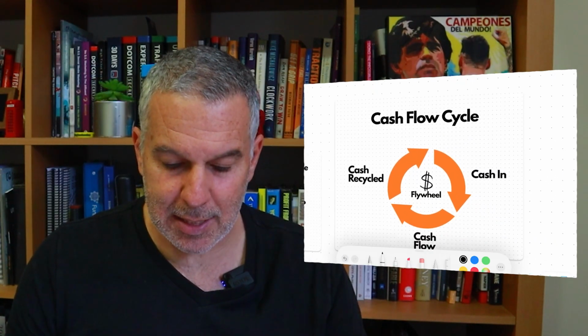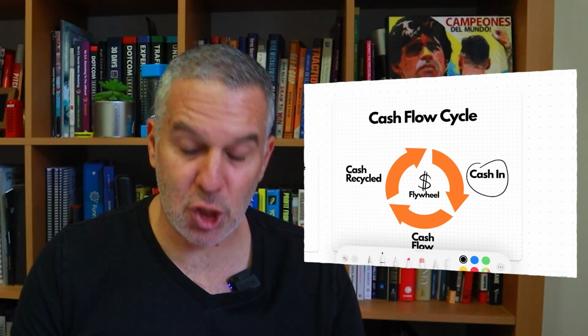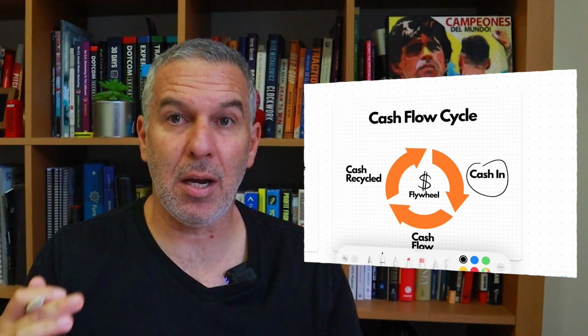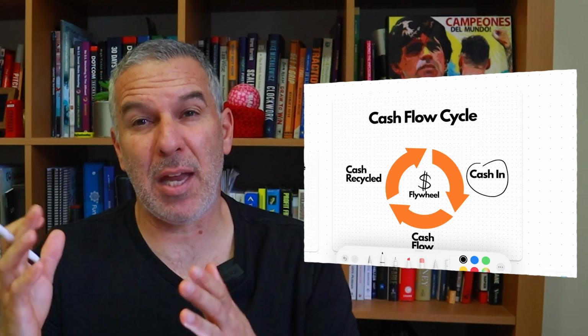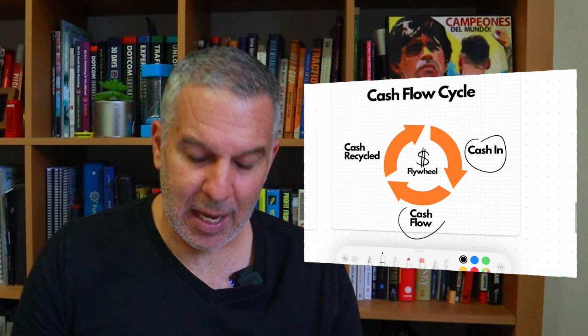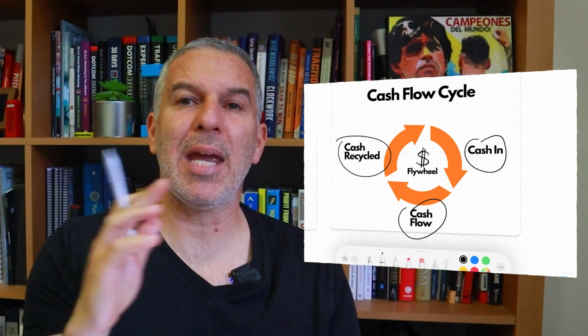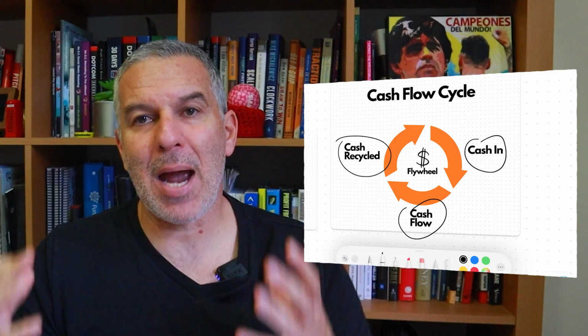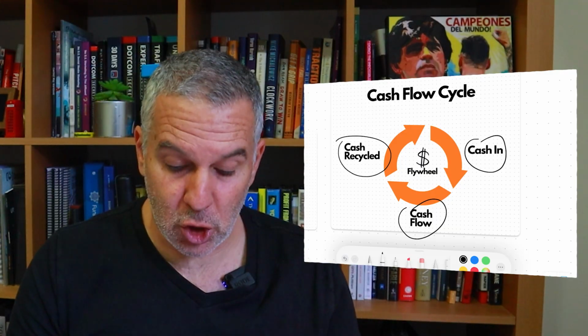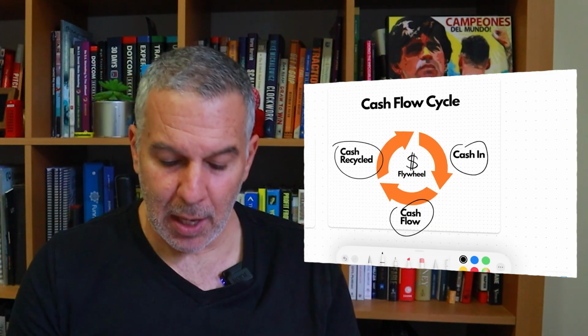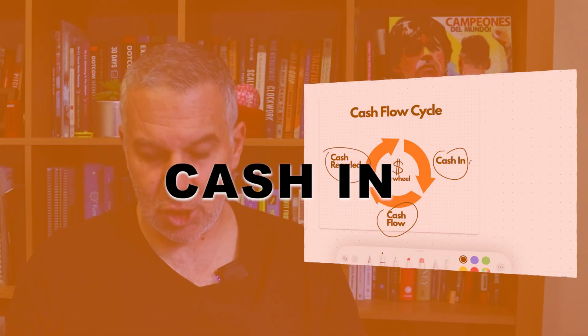The 3 angles that we're going to talk about are the cash in at the beginning of the deal, how we get paid first, then the cash flow, how we get paid monthly, and the cash recycle, how we get paid off and get the money back to us, and the benefits of each one of them. So let's talk about the first one, the cash in.